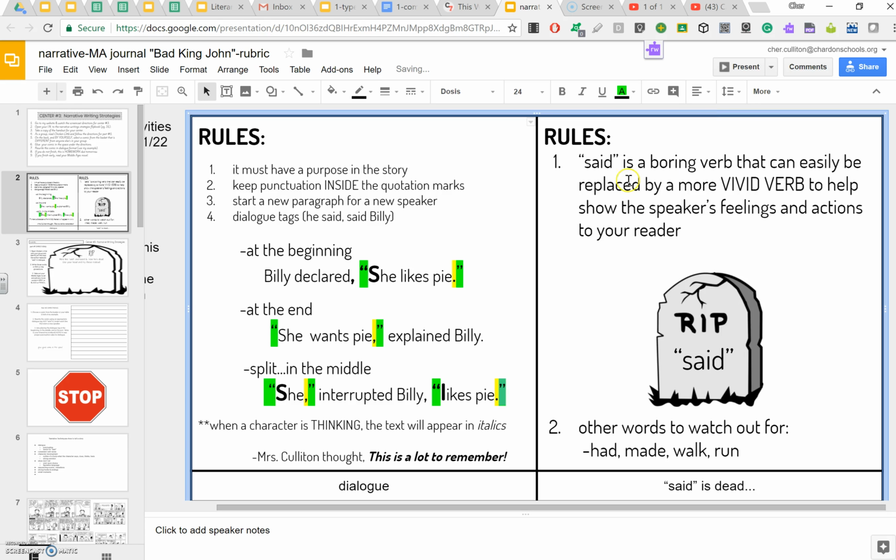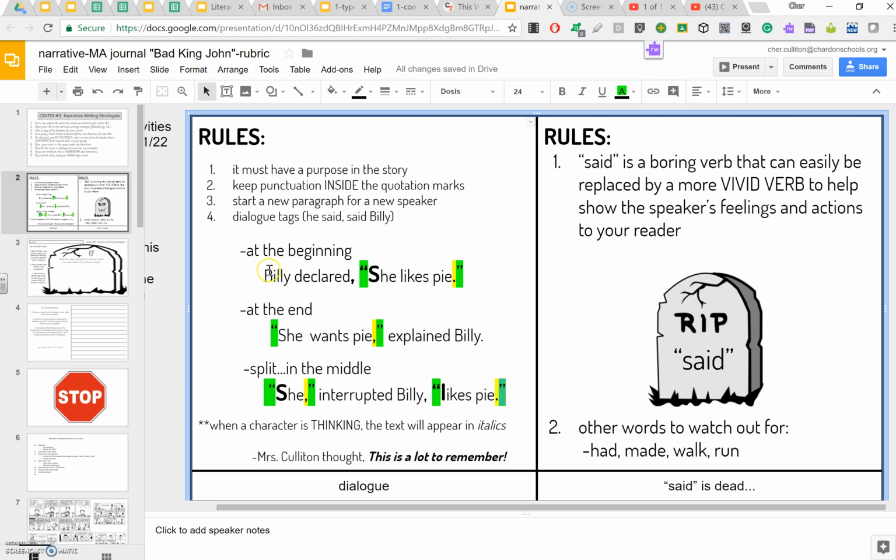The other thing you're going to need to keep in mind is capitalization. "Billy declared she likes pie." Technically, the sentence begins here, but the dialogue is a complete sentence as well. So when you have dialogue like that, you also need to make sure that you're capitalizing the beginning of that sentence.